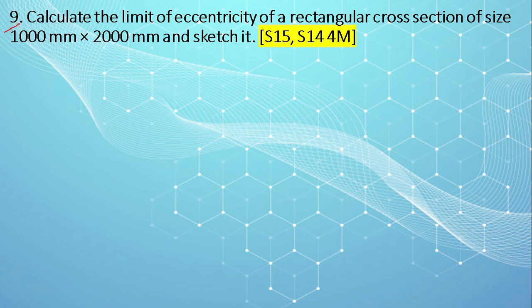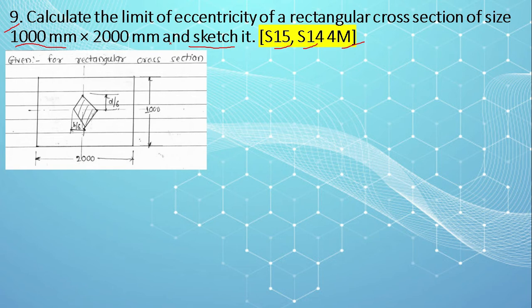Now we will solve this problem number 9. Calculate the limit of eccentricity of a rectangular cross section of size 1000 mm by 2000 mm and sketch it. This question was asked in the exam of summer 15 and summer 14 for 4 marks. So first of all, we will draw one figure. This is a rectangular section of 2000 by 1000 mm and we have to find out the limit of eccentricity.